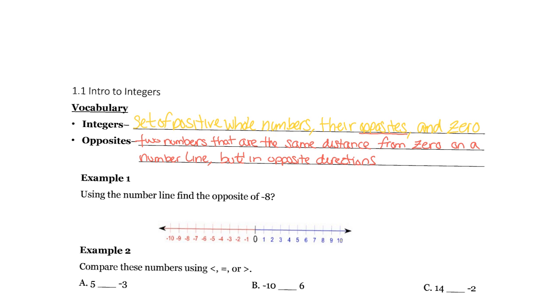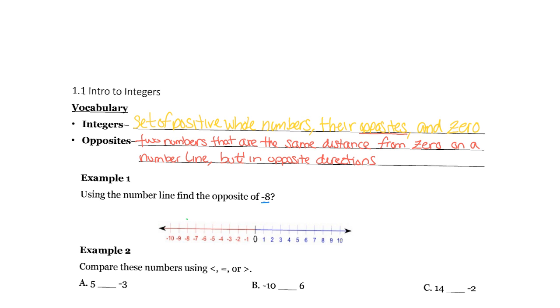It's the worst. Okay, so opposites: two numbers that are the same distance from zero on a number line, but in opposite directions. All right, so let's look at that. Let's look at example 1. In example 1, we want to find the opposite of -8.